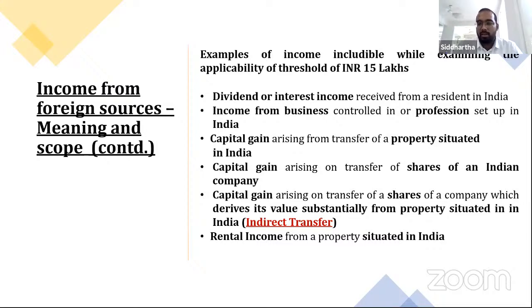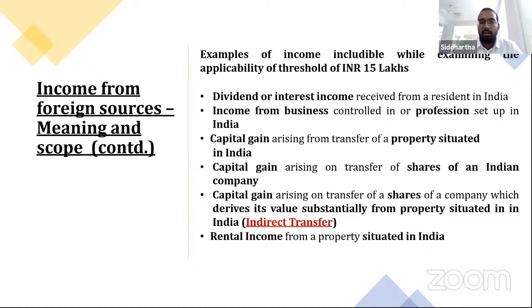Here are some examples which are included within the threshold of 15 lakh, that is, total income excluding income from foreign source. First, dividend or interest income received from a resident in India. If a domestic company, let us take TCS, is giving a dividend, we have to take that dividend income into account while calculating the 15 lakh threshold. Or if a non-resident earns interest income from India, say he has an FD in an Indian bank account, any interest that he earns from that FD will be included while calculating the threshold.